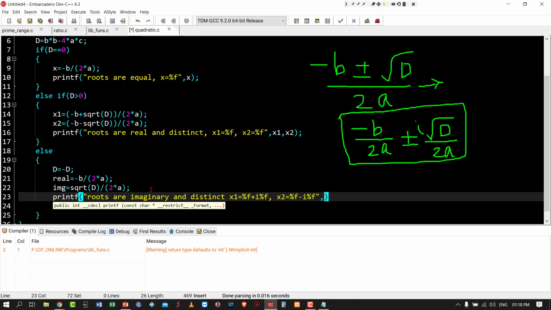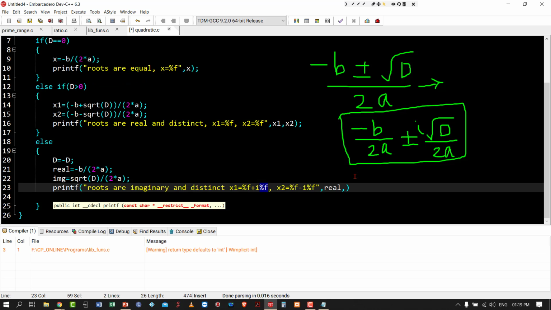Yes, sir. So what will I have to write next? Here x1 equal to percentage f. In place of this percentage f, what do I have to write? Real. Very good. Yes, sir. In place of this second percentage f, what do I have to write? IMG, because I have declared it here as IMG, correct?